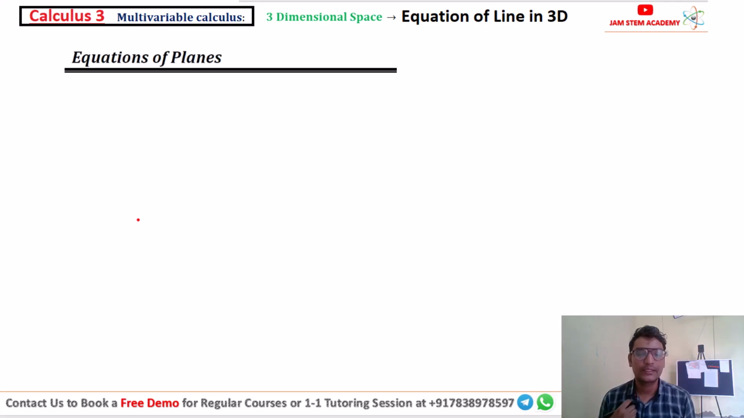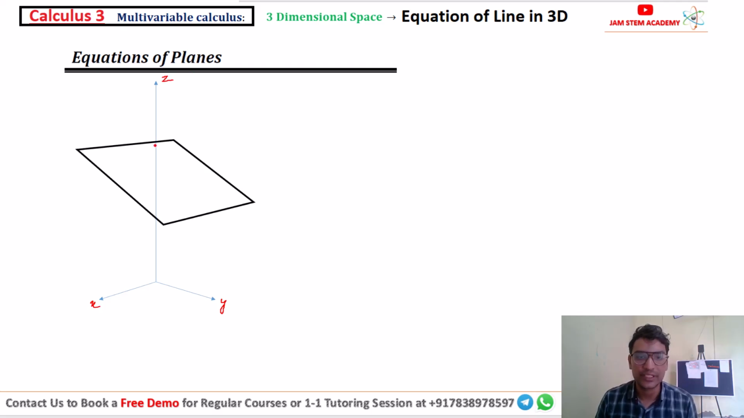For that, let's say we have a 3D space with x, y, z axes. These are our x, y, and z axes. Now in these axes, we have to consider a plane. Let's say this is a plane whose equation is to be calculated. In order to calculate the equation of a line, if you do remember, we needed one point and the vector which is parallel to that line, because all the vectors which are parallel to that line lie in the same direction. That's why the line direction was the same.